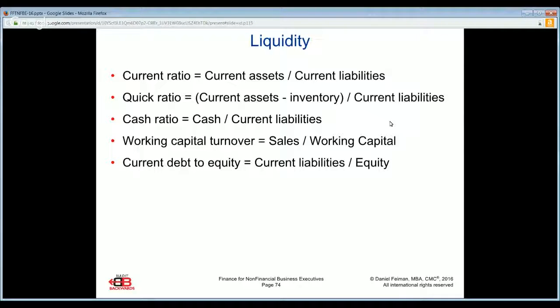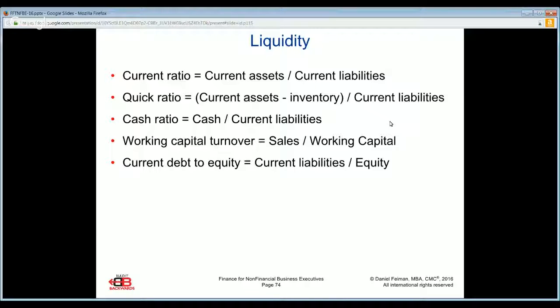Your working capital turnover is nothing more than your sales from your income statement divided by your working capital from the balance sheet. Again, that measured against a target and over time is going to give us a much better idea of how the organization is using their working capital.